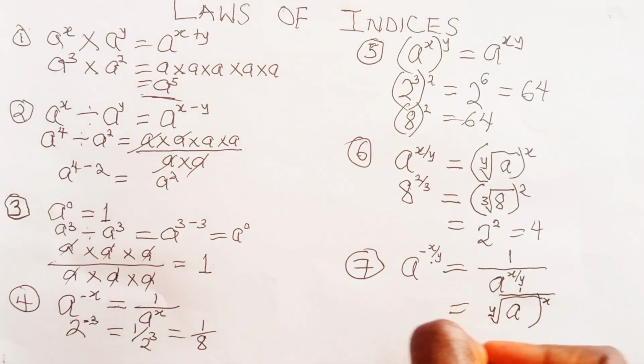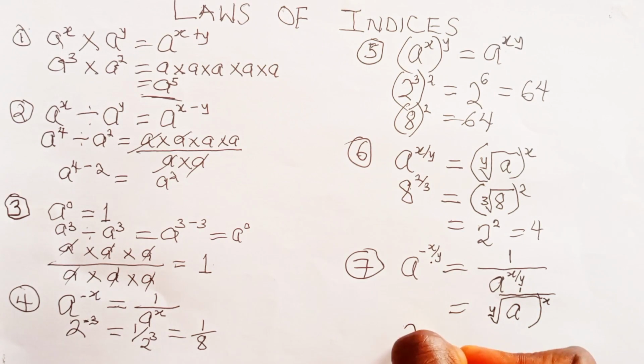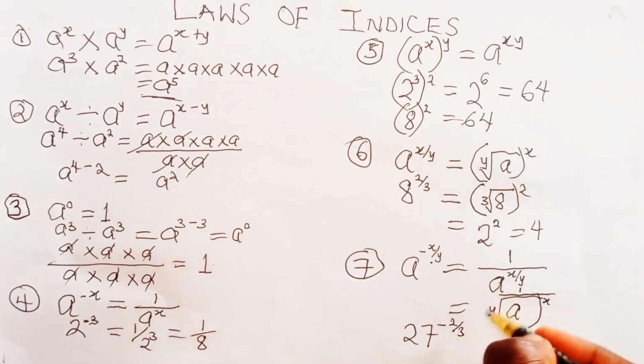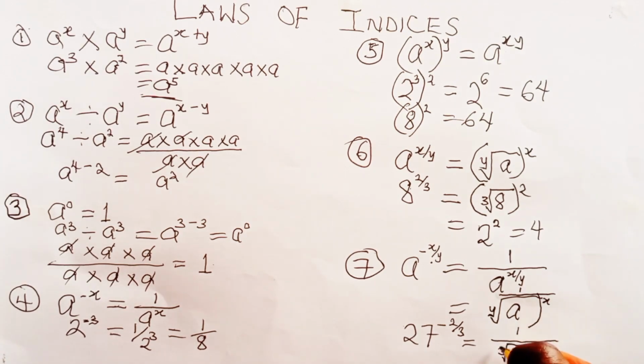We can quickly take an example. The example we'll take is, let's say we have 27 raised to power minus 2 over 3. This is simply going to give me 1 over 27, but I'm going to have to take the third root of 27, and then I leave the power, the numerator, which is the square. So what does that give me? The third root of 27 is 3, and the square, so 1 over 3 squared, that is simply 1 over 9. That is the answer.